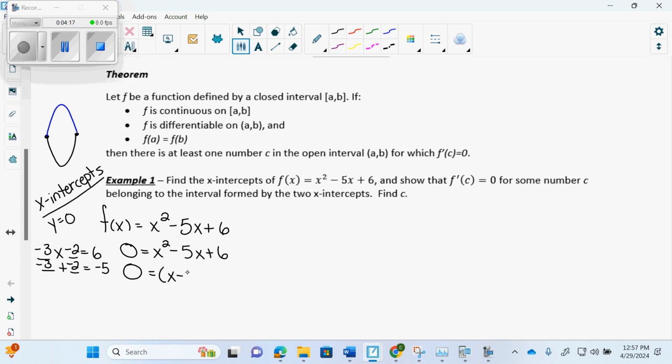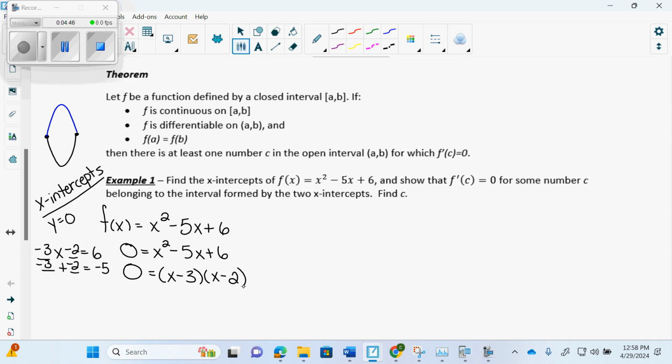X minus 3, X minus 2. Yes? Why are we finding x-intercepts for Rolle's theorem? Why do you think that would be helpful? It's the easiest because x-intercepts give you the same what? Y value, correct? And Rolle's theorem needs two of the same y values. We agree? If I have two of the same y values, then I can just say that there exists a c between them. That would get me a horizontal tangent, right?